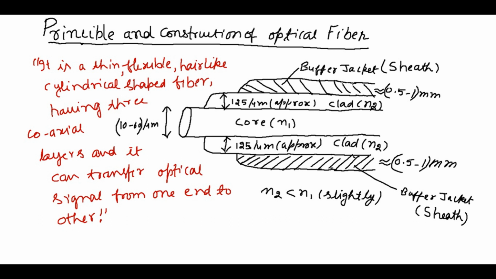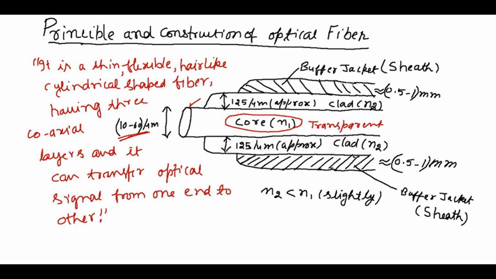You can see this is the innermost layer of the optical fiber, which is called core. The diameter of the core is of the order of 10 to 60 micrometer. This core has refractive index n1 and it is a transparent layer.